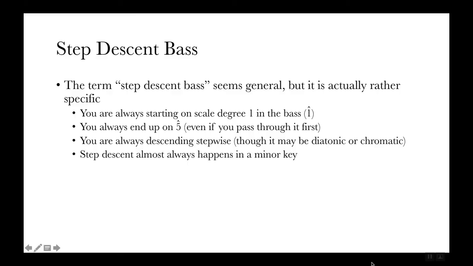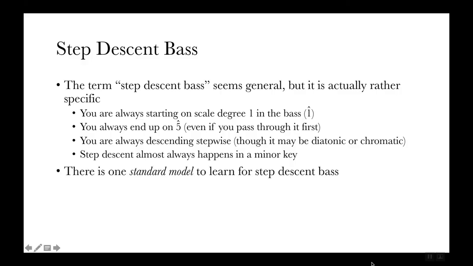So, for instance, that is the most common progression. And it could be chromatic. It could be indirect, meaning you pass through scale degree 5 down to 4, and then you come back to 5 again. But those are your basic options.